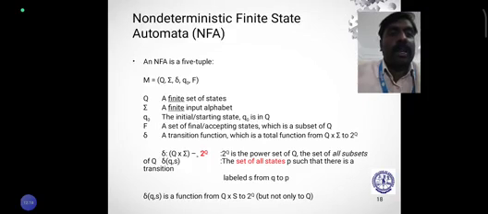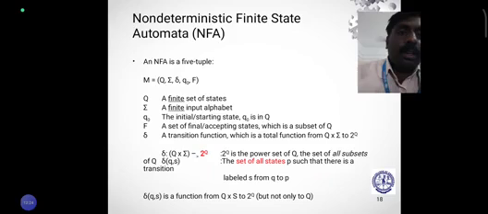non-deterministic finite automata. So a non-deterministic finite automaton also has 5 tuples, the same as the DFA, where Q is a finite set of states, sigma is a finite input alphabet, Q0 is the initial or starting state in Q, F is a set of final or accepting states, which is a subset of Q. Delta is a transition function.